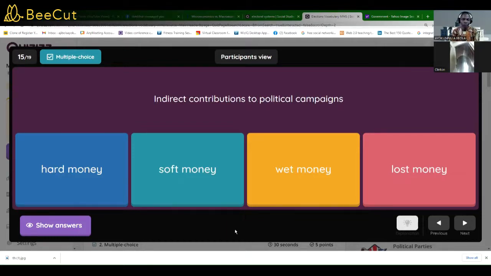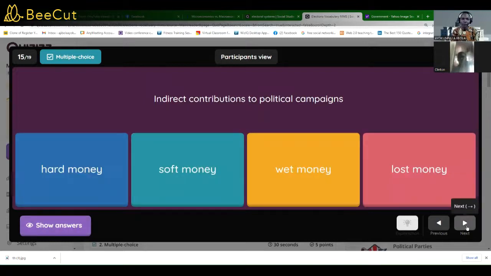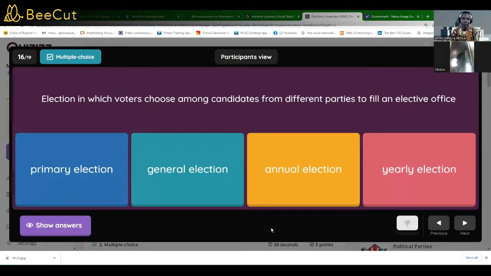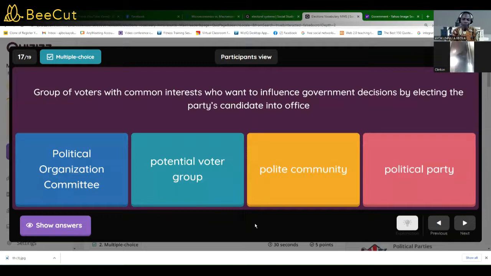Indirect contribution to a political campaign: soft money, the one that is given directly to the political party. Okay. Election in which voters choose among candidates from different parties to fill an elective office. General election. Yes, general election. Yes, the next one.